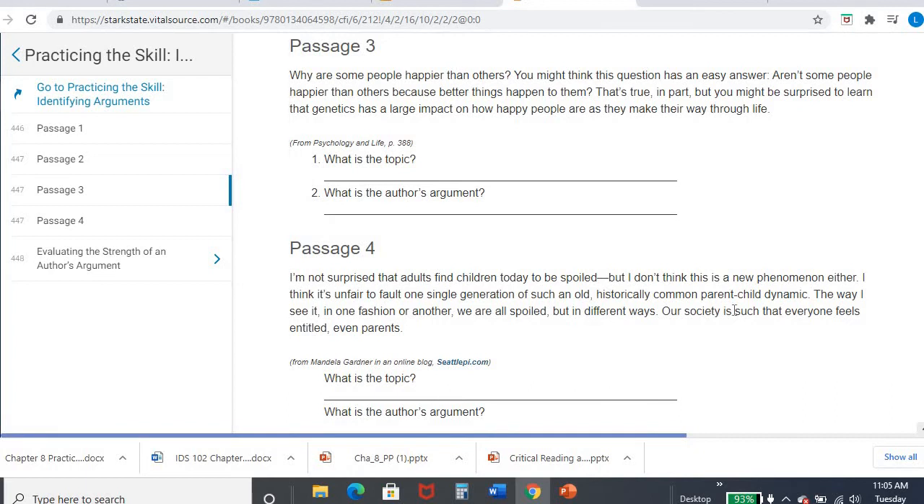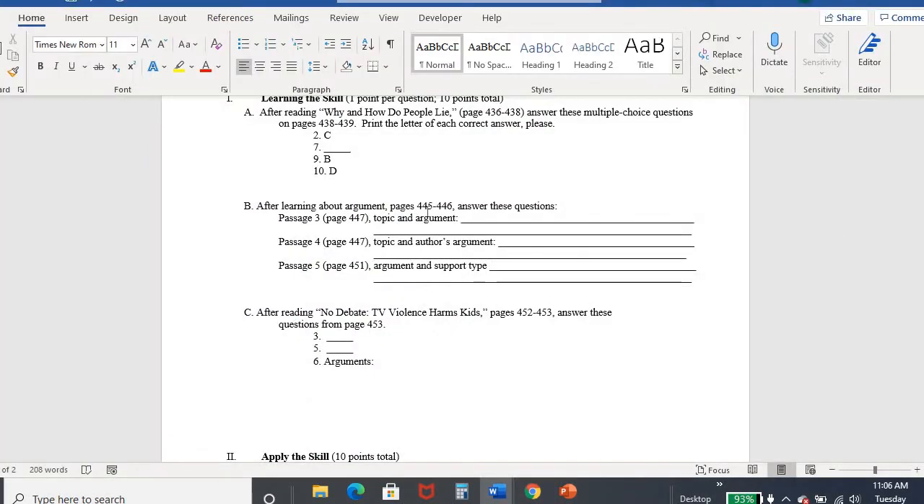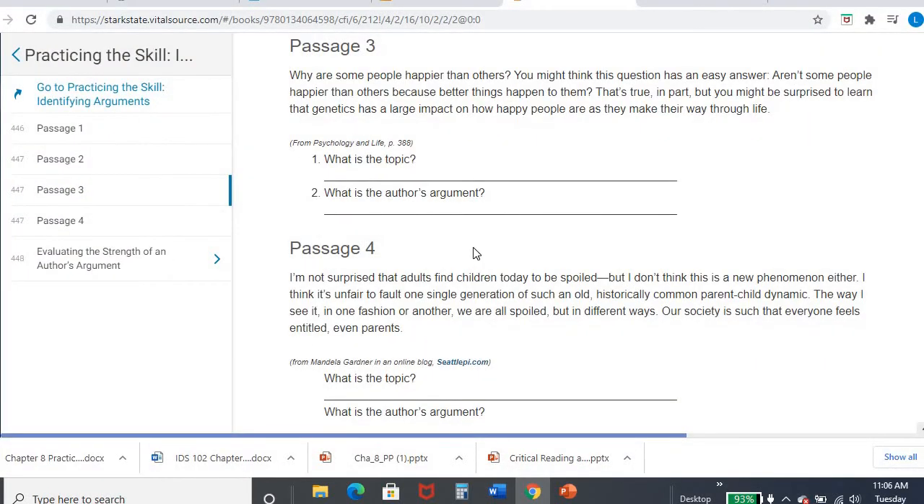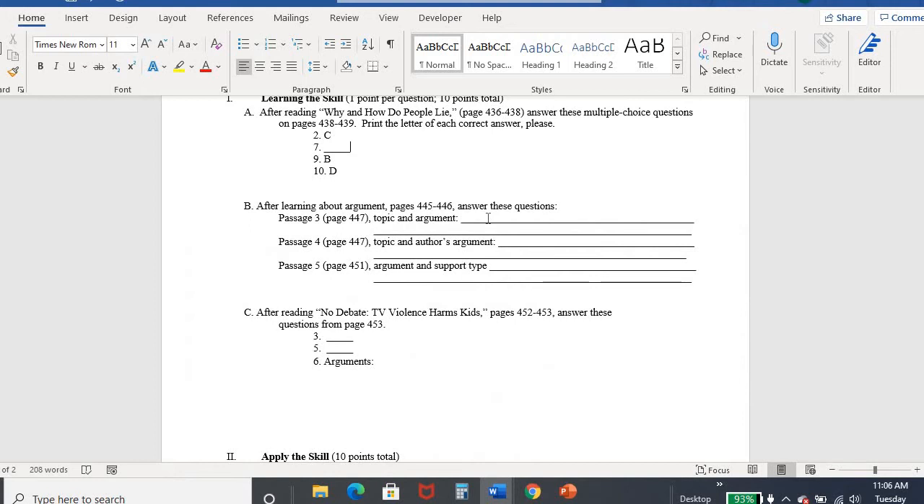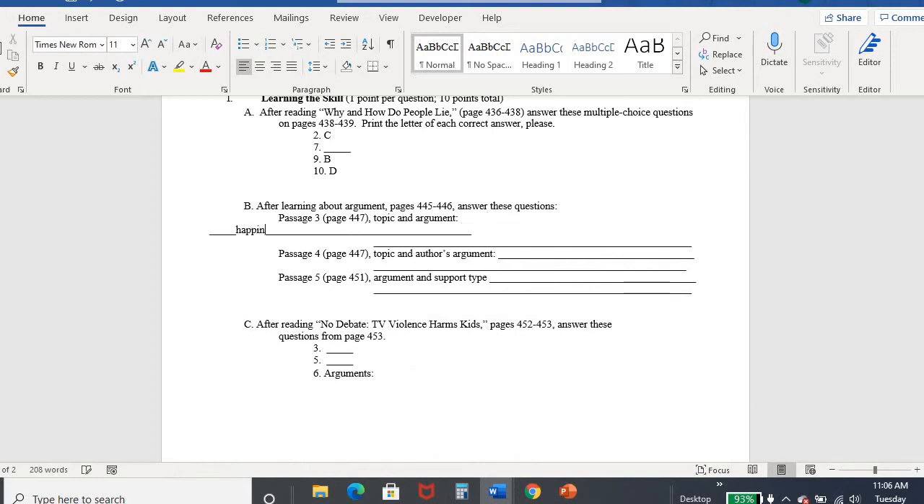Passage 3. Why are some people happier than others? You might think this question has an easy answer. Aren't some people happier than others because better things happen to them? That's true, in part. But you might be surprised to learn that genetics has a large impact on how happy people are as they make their way through life. So we are answering questions 1 and 2. You can see it says topic and argument here. So the topic, as I look at this, hopefully you can tell is just happiness, or levels of happiness.